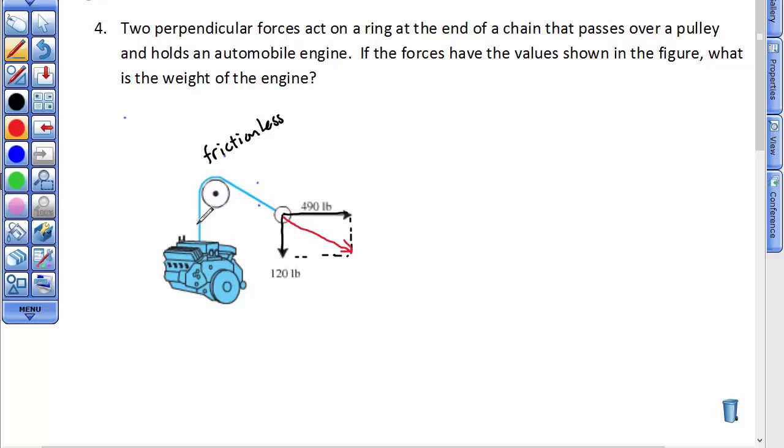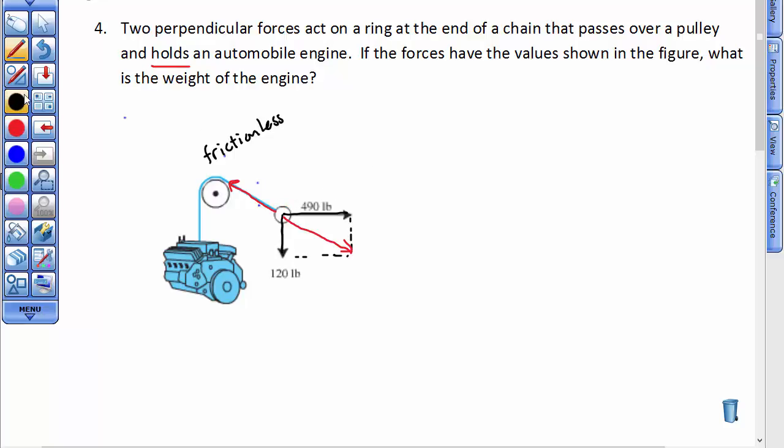For the weight of the engine to be equal to this red line, what's going on here is that the tension in the cable is equal and opposite to the forces acting on the ring. In order for the automobile engine to be held, it's not moving anywhere. So whatever this force is, the tension in the cable has to be the same in order for this to hold still, to be static.